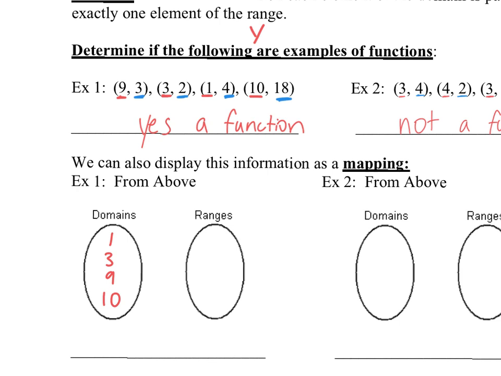How would I put the range in order? Least to greatest. So those numbers, 3, 2, 4, and 18. 2, 3, 4, 18.